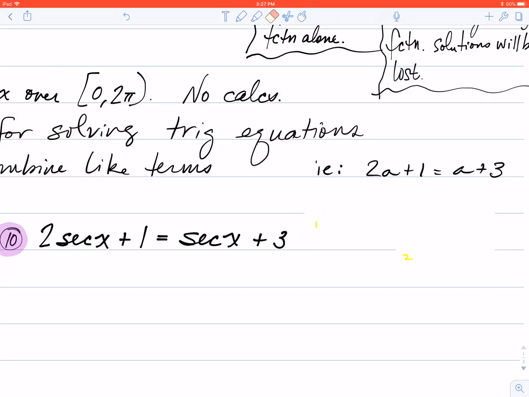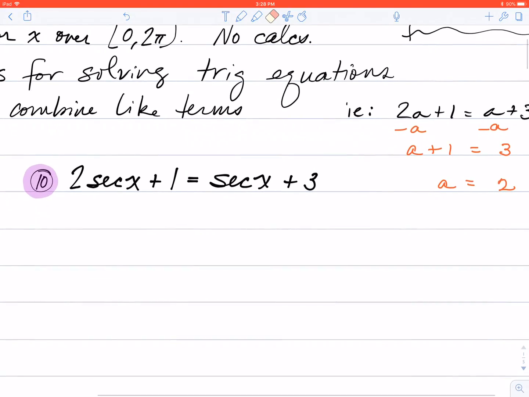Well, you get the a value alone. That's tip number 1. You want to get the trig function alone. We're going to get the a value alone. This is done by combining like terms. So the first thing that we're going to do is subtract a on both sides so that we have a plus 1 is equal to 3. And then we'll subtract 1 on both sides, which is going to give us a is equal to 2. We'll use that exact same concept for number 10. Instead of getting a alone, we're going to get secant of x alone. We'll get to that in class.